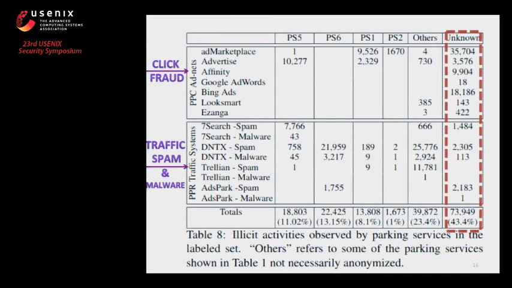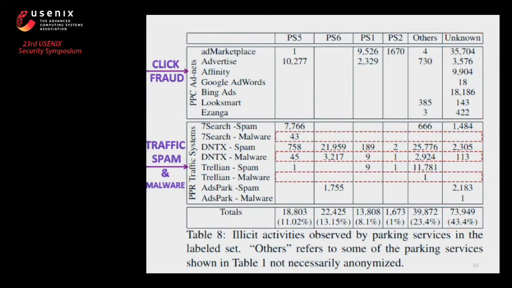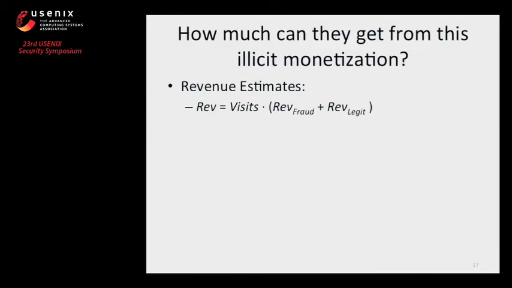Over 40% of the traffic that we had detected, we were unable to attribute to a certain parking service due to the use of syndication, such as parking syndication or ad syndication. Also, they're doing malware distribution, but it's very clear that DNTX is the one that is very lax in their policies. You can set up a traffic campaign and start running your campaign within minutes without any verification. And that's why a lot of malware is distributed through their network.